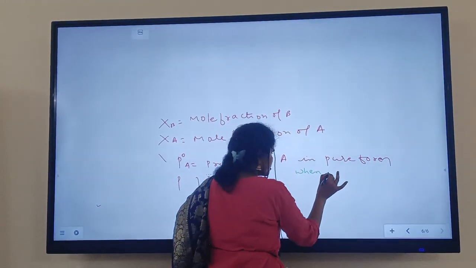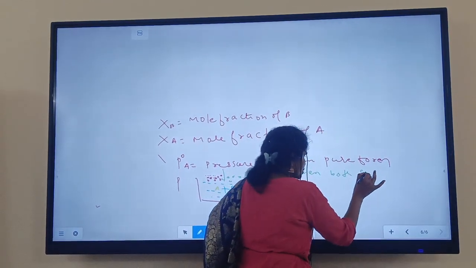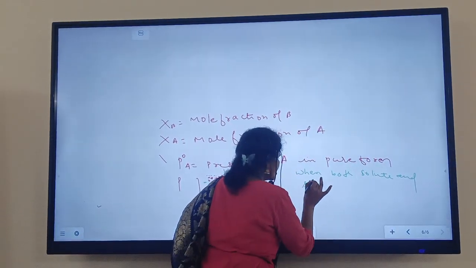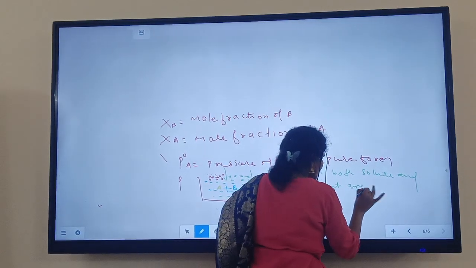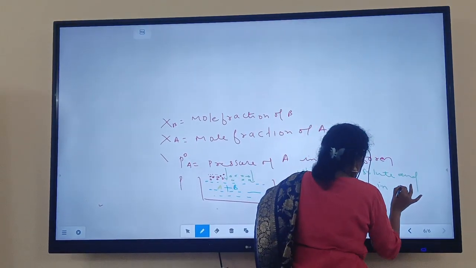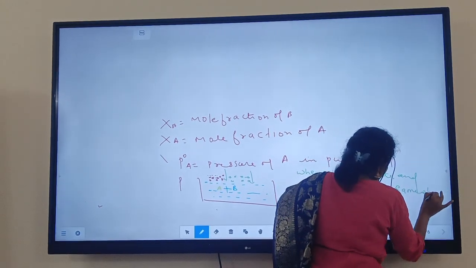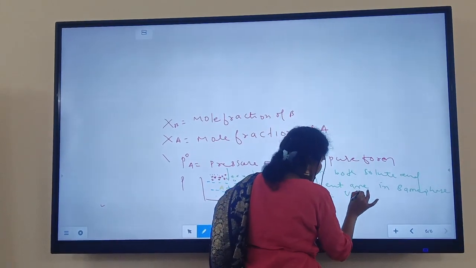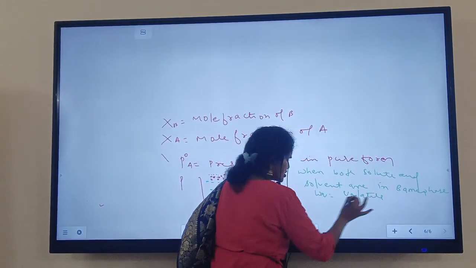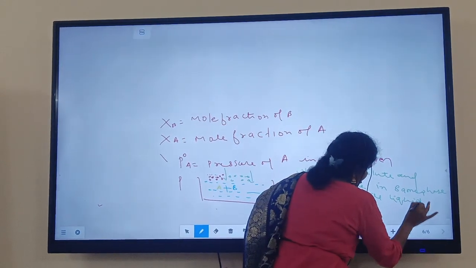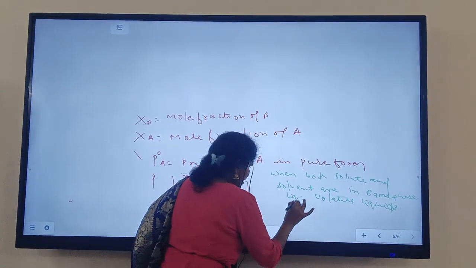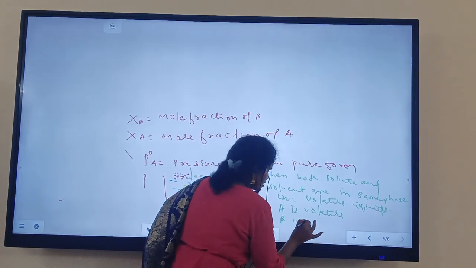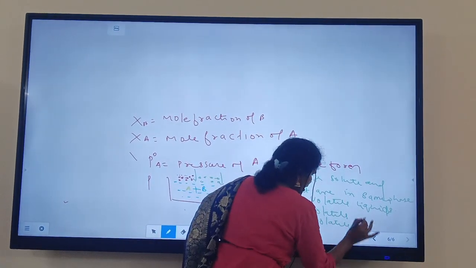The condition is that both solute and solvent are in the same phase, meaning liquid, and both are volatile. It goes into the vapor phase. Means A is volatile and B is also volatile. Both are volatile liquids.